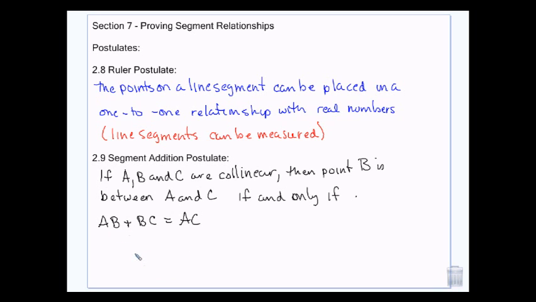The picture would look like this. You'd have a line segment here and here. You'd have some point there. This would be AB, because that's A and B. And then this would be BC, and that's C. And then when you add them together, you'll get AC. Fancy way to say the two parts add up to make the whole thing. So we already know this.